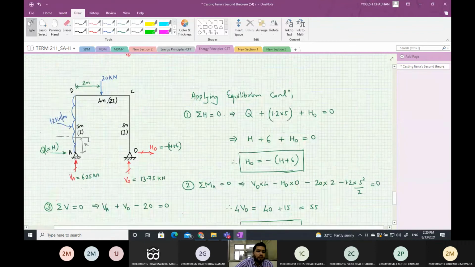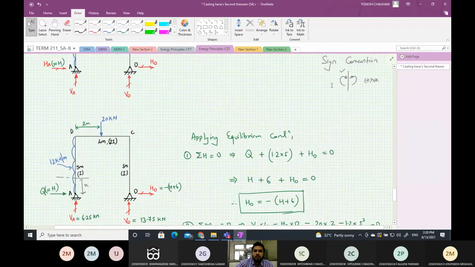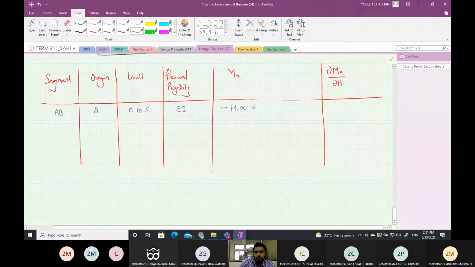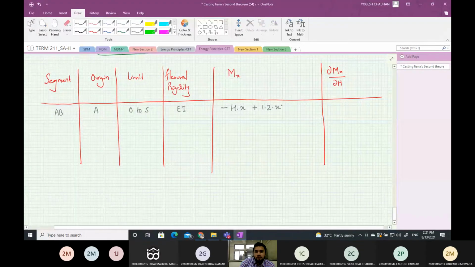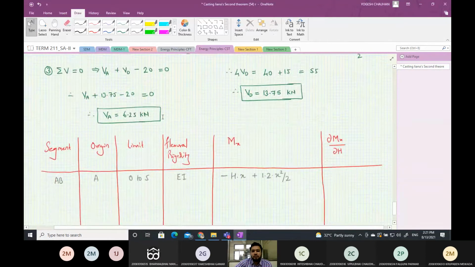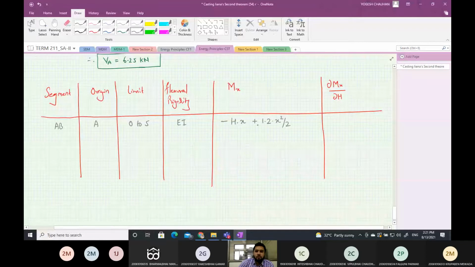Then we have a UDL here. This UDL will cause clockwise moment, and clockwise is positive on the left side of the section. So it will be plus 1.2 times x square by 2. 1.2 is the intensity, x is the distance. So 1.2 into x is the load, and it will be acting at x by 2 distance. So it will be 1.2 x square by 2. Now partial differentiation of this with respect to h will be minus x.